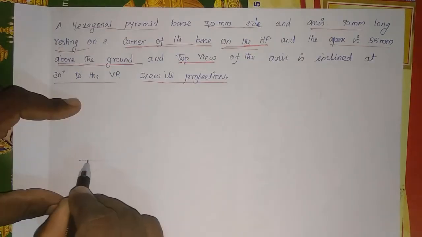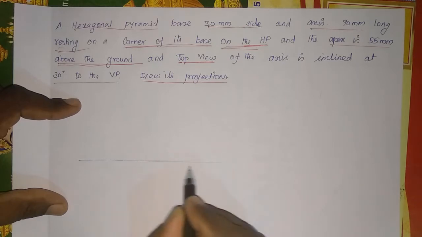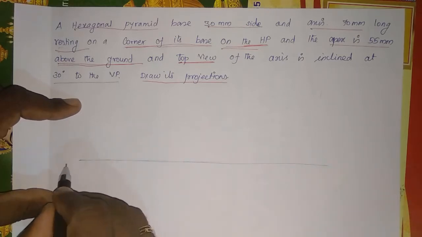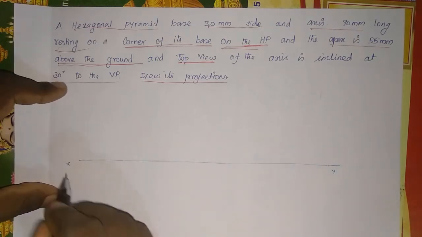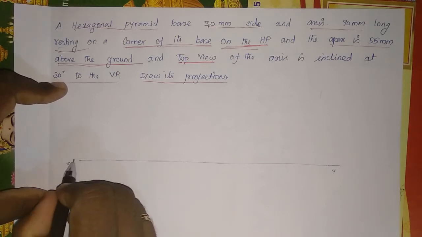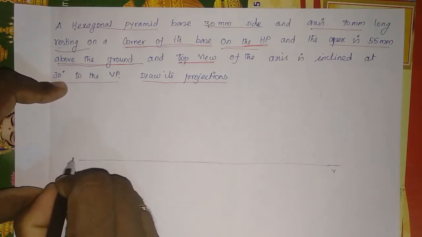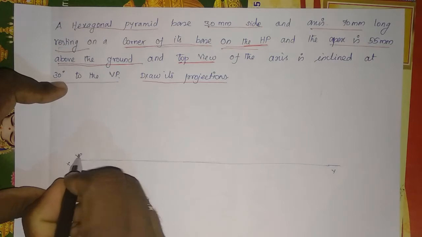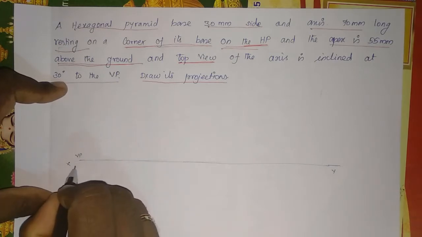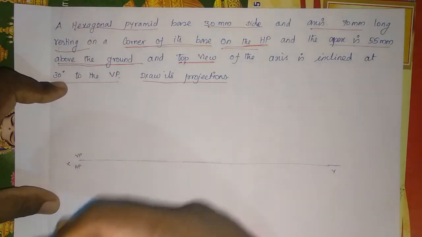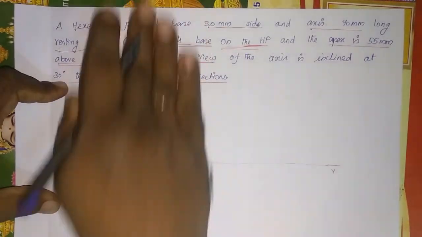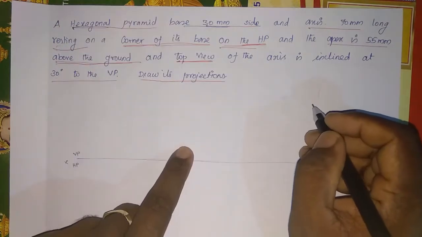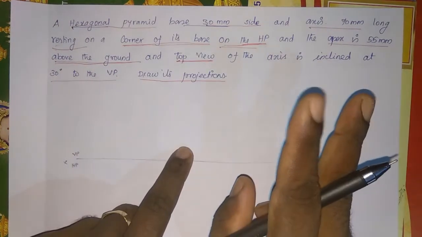The XY line. So we know that above the XY line is the VP, and below the XY line is the HP. So this is HP and this one is VP. We can draw the hexagon in two manners.